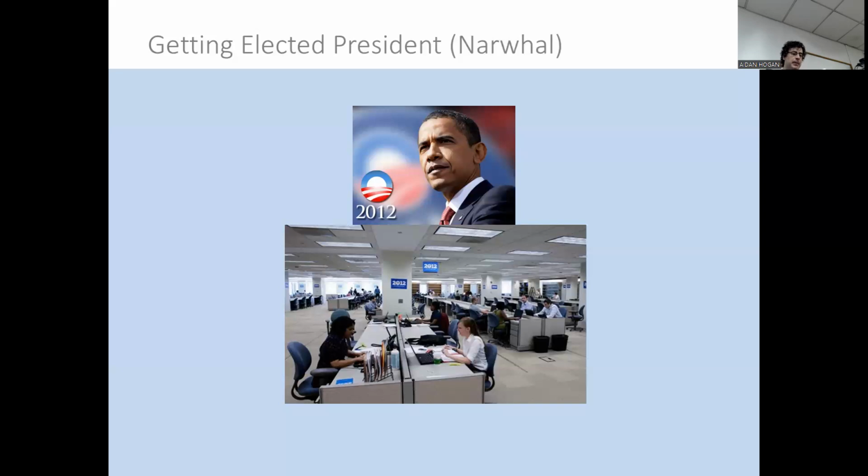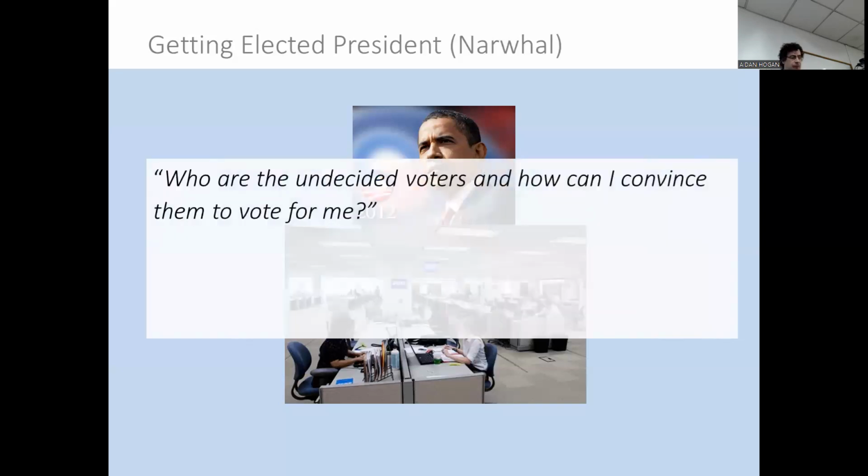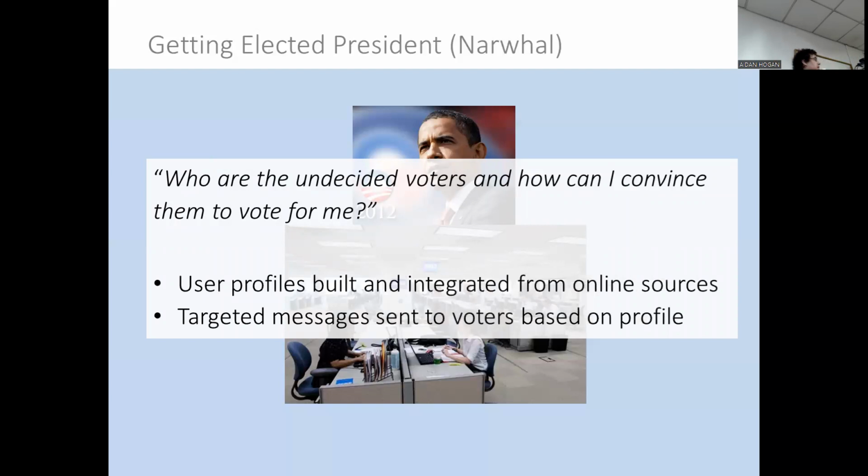Very little was said about it, but of course it became a huge scandal later, which I'll talk about in a second. So the question is, who are the undecided voters and how can I convince them to vote for me? We can integrate profiles about people from different sources online and then send targeted messages. In fact, they were very scientific about this. If you were in favor of Barack Obama, they had an app on Facebook that would ask to post on your behalf. And then they would post as you to your friends who were undecided.